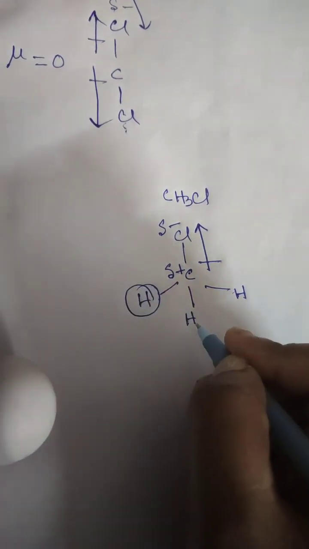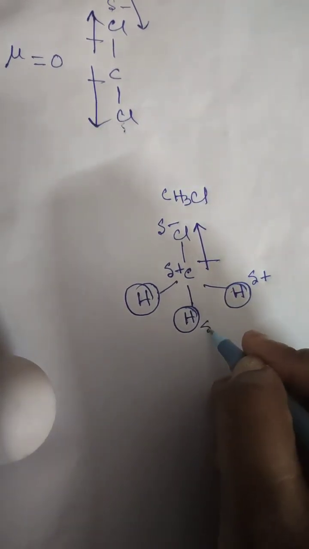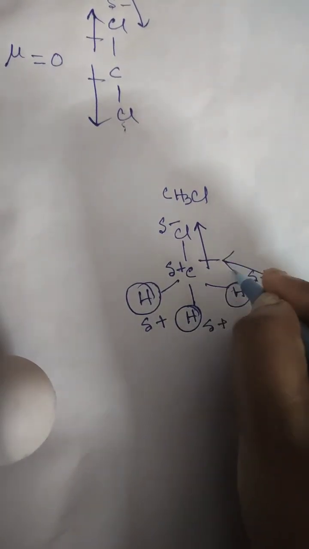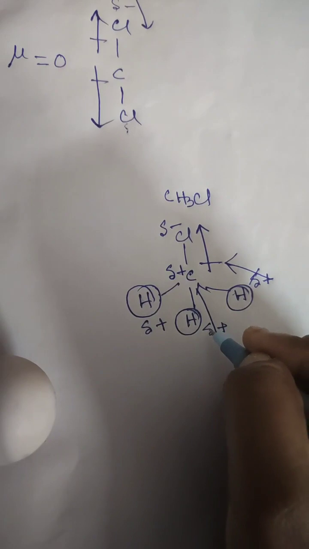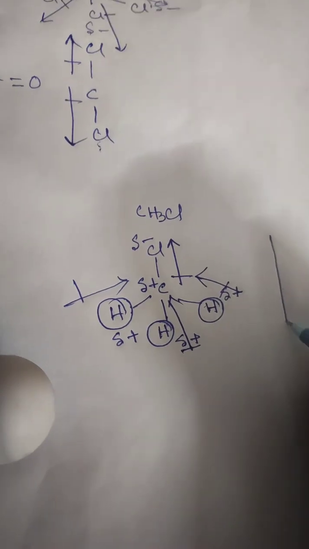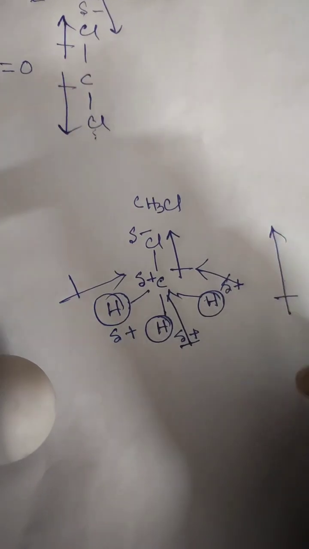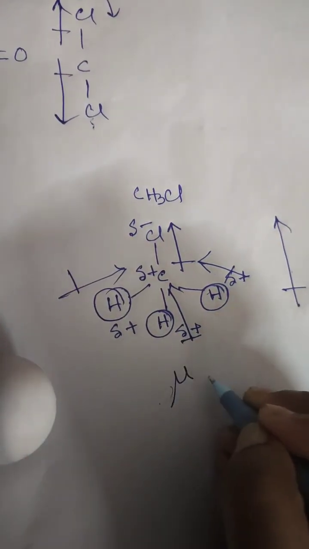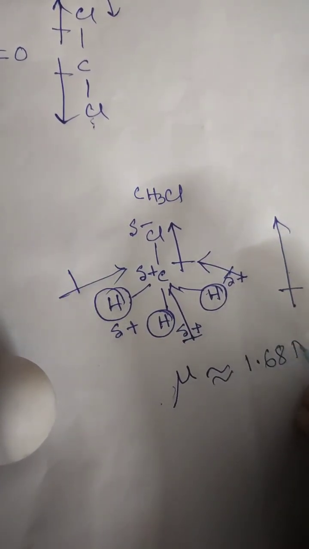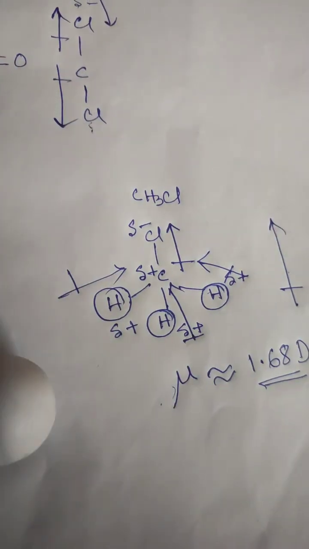We have 3 hydrogens. These 3 hydrogens are also electropositive in nature, so their dipole moments move in the upper direction. All the 3 hydrogen dipole moments move in the upper direction. So the net vector of dipole moment goes to the upper direction. So its dipole moment value may be approximately 1.68 D. So this is our dipole moment value of the CH3Cl compound.